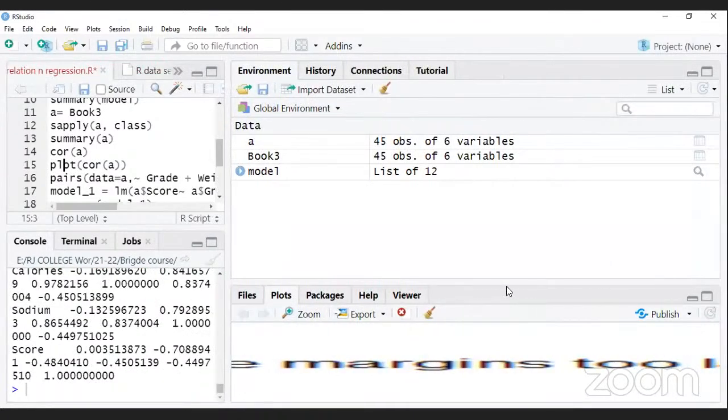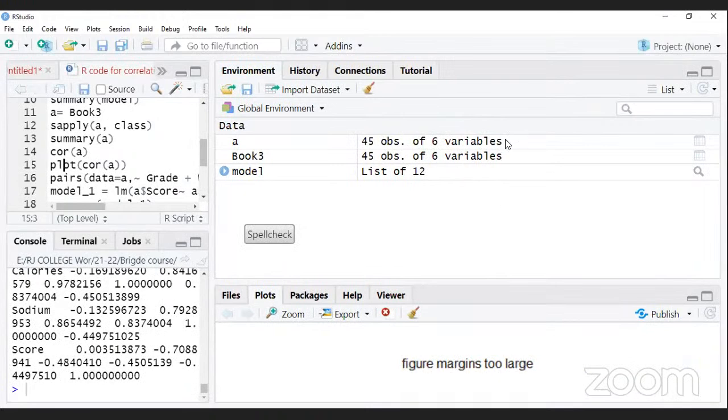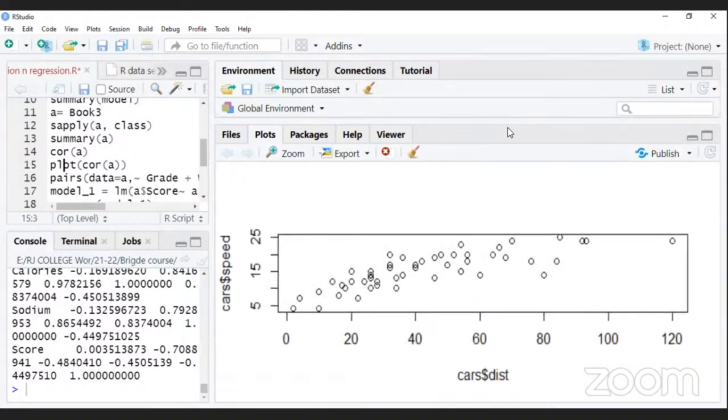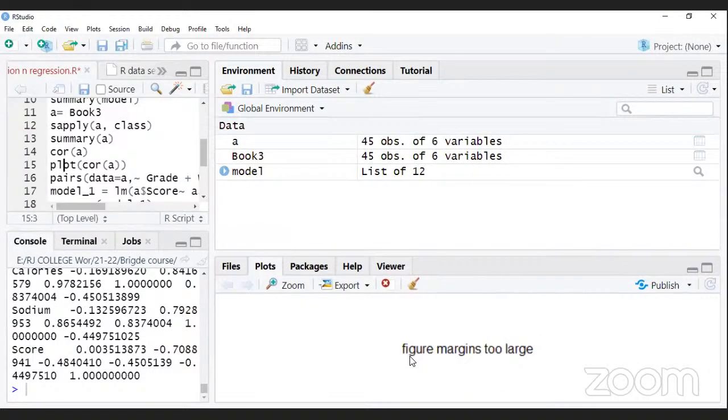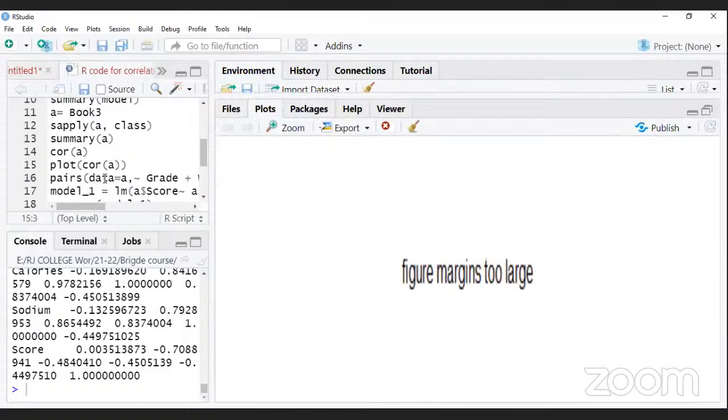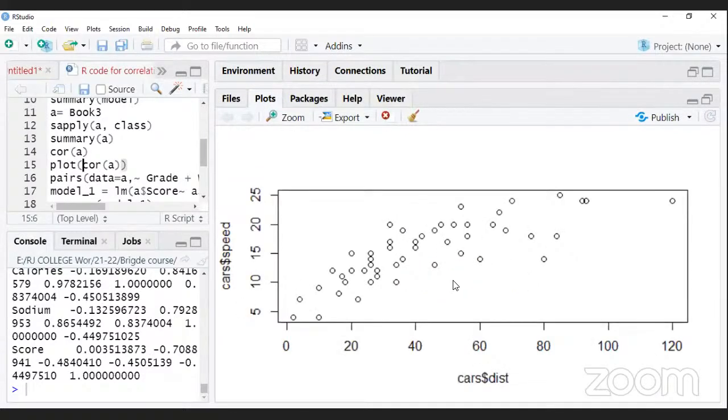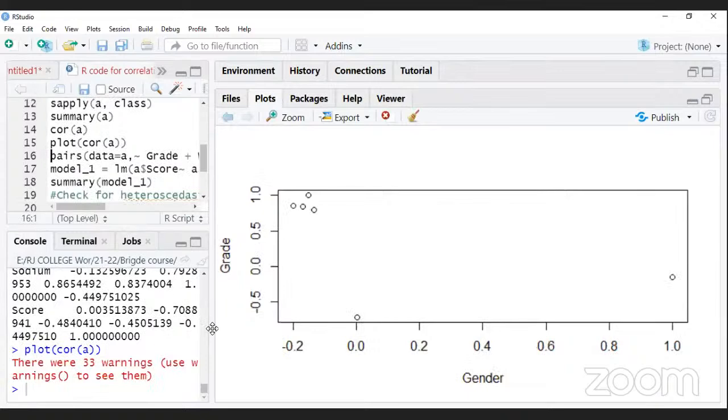I'll show you this. I will scroll this a little bit up and down, then I will run it. Okay. See, if I do it like this, what message is coming? The figure margin is too large. So remember, we have to give appropriate space for that. Now run this and see what message is coming. Just use this. This is pairs, just pairs of the data.